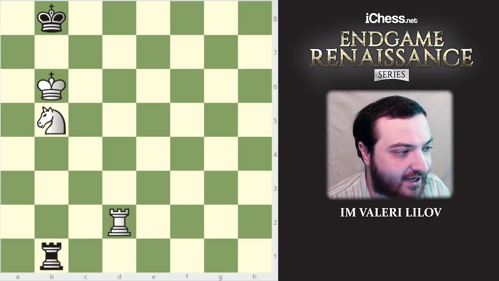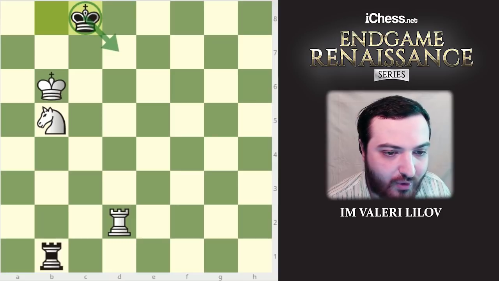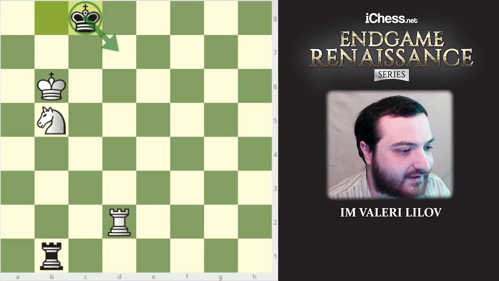The correct idea is to play king c8. Move the king, get it closer to the middle, and then do everything right. So why would a move like the one that we just saw actually lose? There's no point. It actually just doesn't make any sense. It's the same kind of idea.